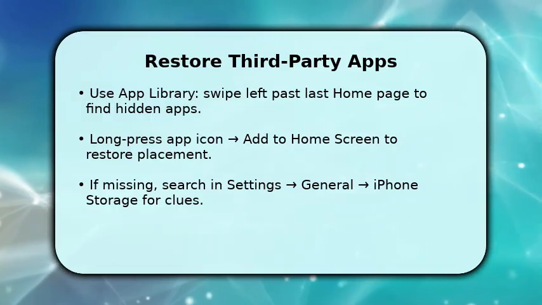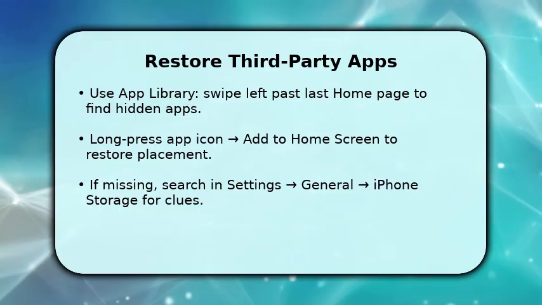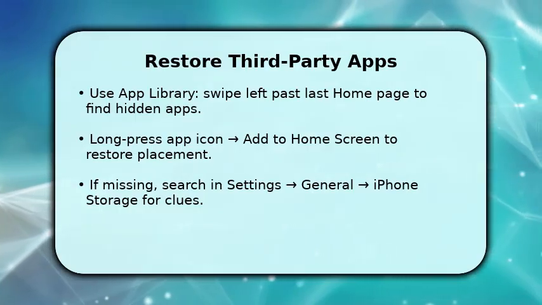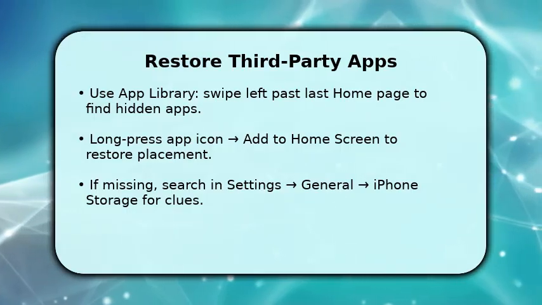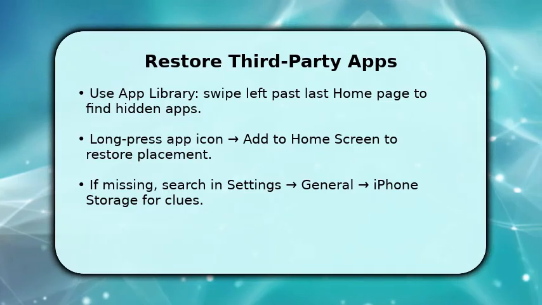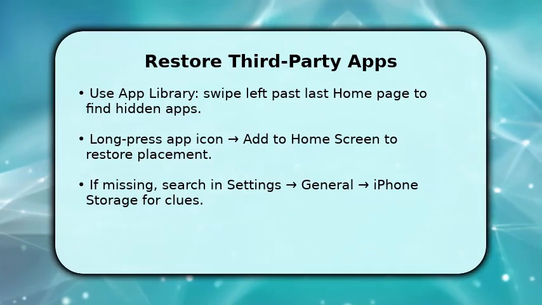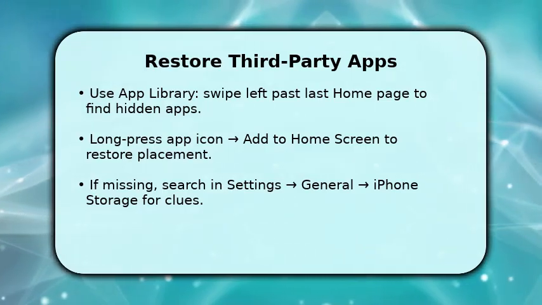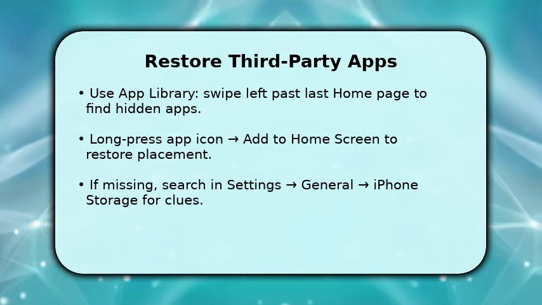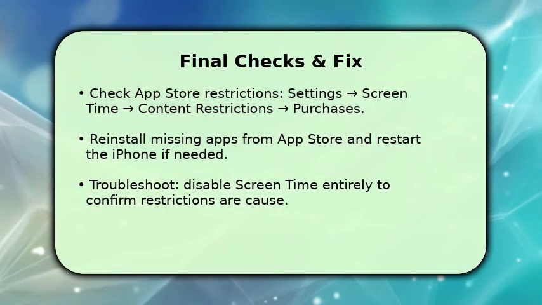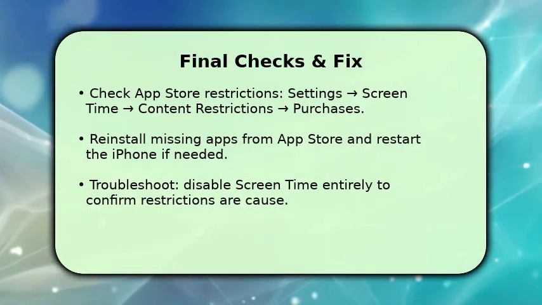If the app isn't in the app library, check Settings > General > iPhone Storage to confirm it's installed. If not, reinstall from the App Store. Once done, make sure home screen layout isn't filtered by a focus mode, which could re-hide apps until you disable that filter. To finish, verify App Store and purchase restrictions under Screen Time > Content Restrictions.